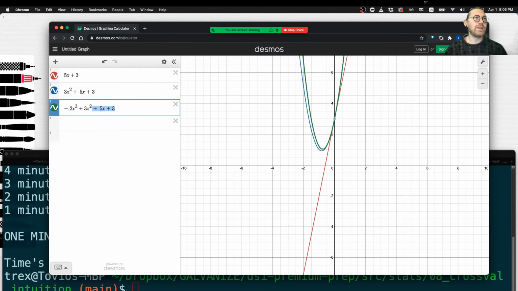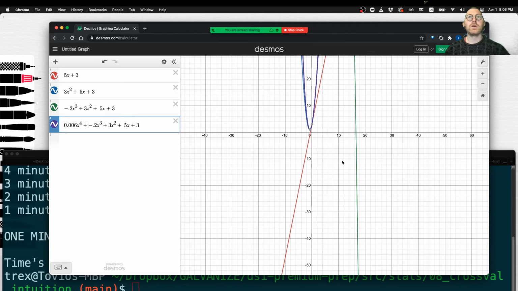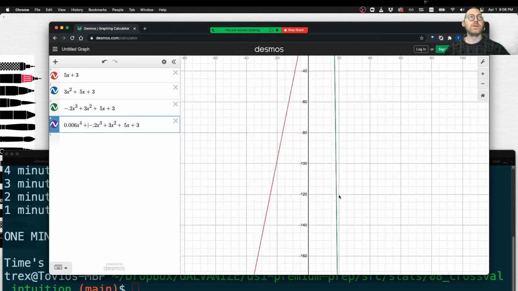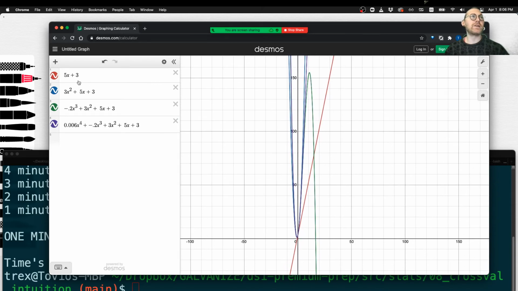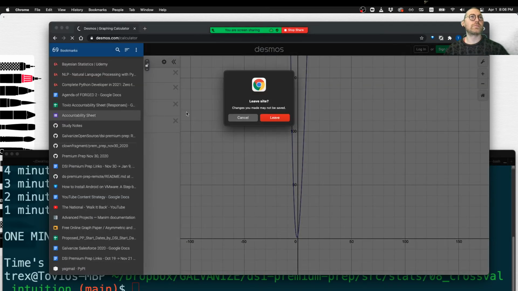And then the last one I'm going to plot is 0.006x to the fourth plus negative 2x cubed plus 3x squared plus 5x plus 3. Okay. So notice we've got a few different plots here, and I can kind of turn these on and off, right?